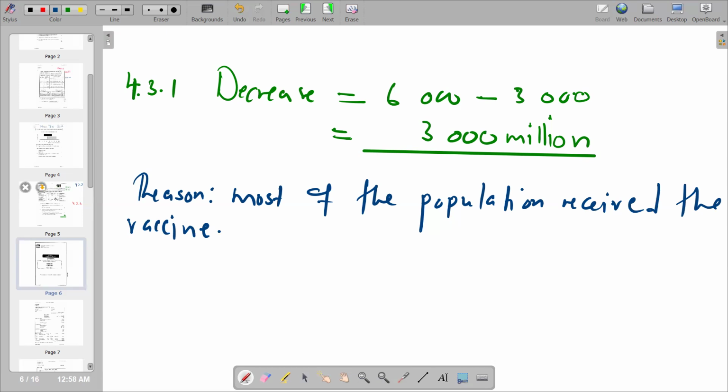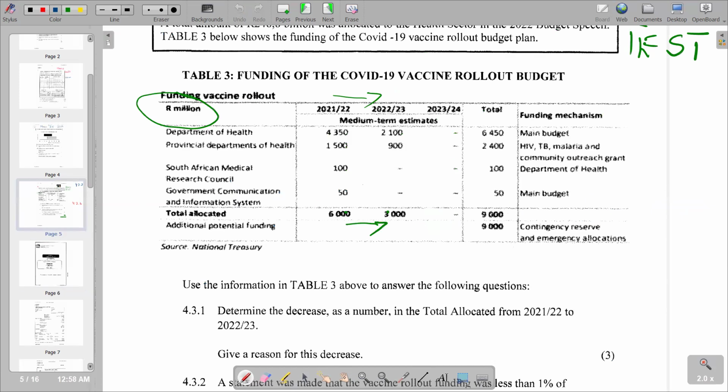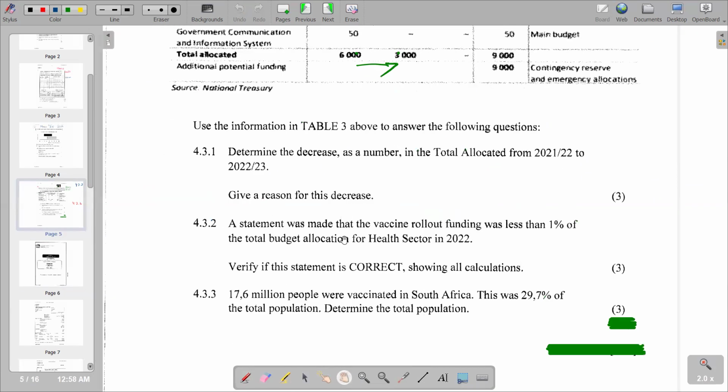We try to move on to the next part of our question, which now reads, the statement was made that the vaccine rollout funding was less than 1% of the total budget allocation for the health sector in 2022. Verify this statement is correct, showing all calculations. Obviously, we have to show by making a fraction and then convert it to a percentage.